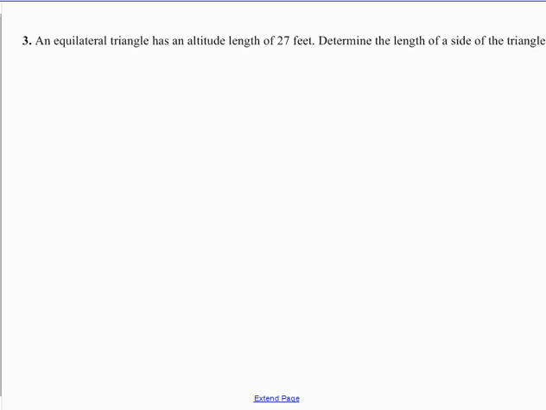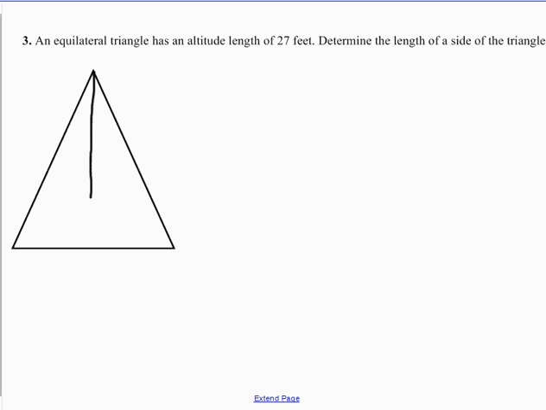Now we've got an equilateral triangle with an altitude the length of 27 feet. Well, if I draw an equilateral triangle, and I call the altitude, it is 27.